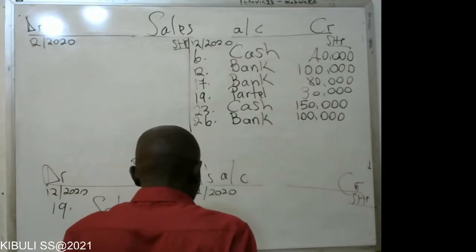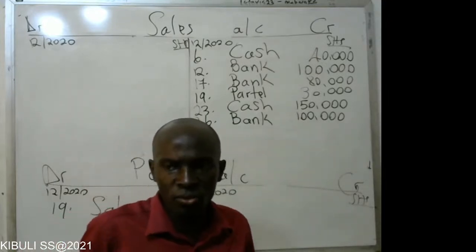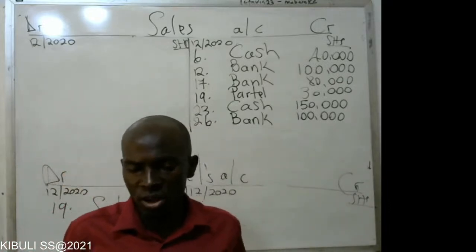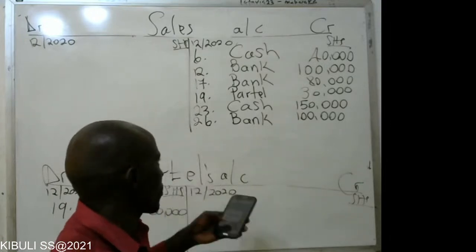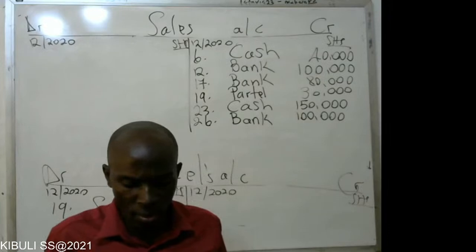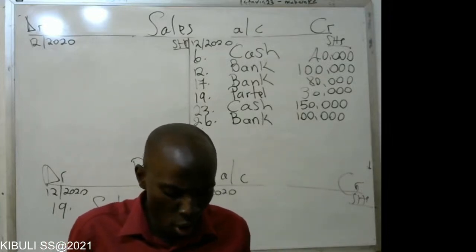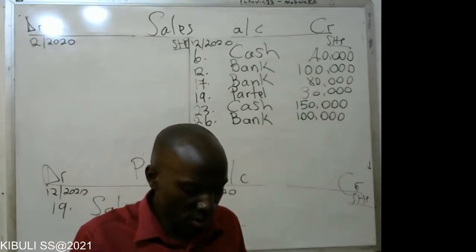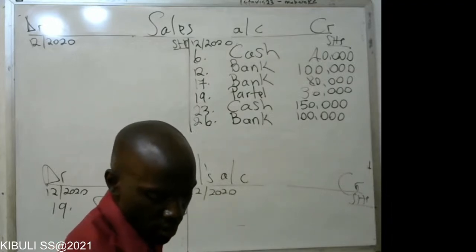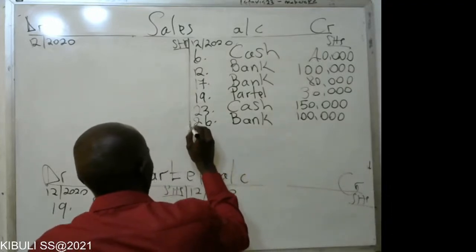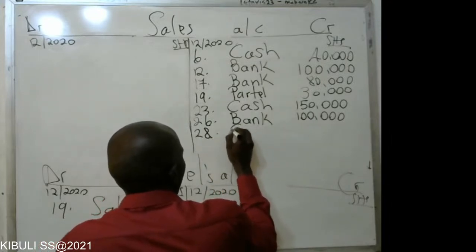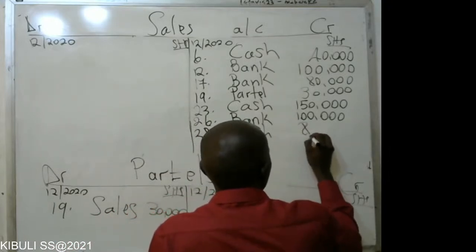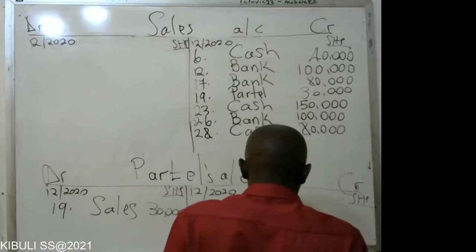Okay. Which other transaction affects sales, class? Who has seen it? Which other transaction affects the sales account after the transaction on 26th? Yes, someone has already seen the transaction on 28th. Cash sales. So you come and record 28th. This is cash. How much was it? It was 80,000.